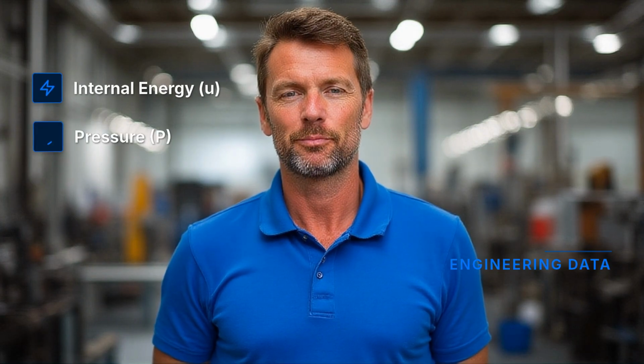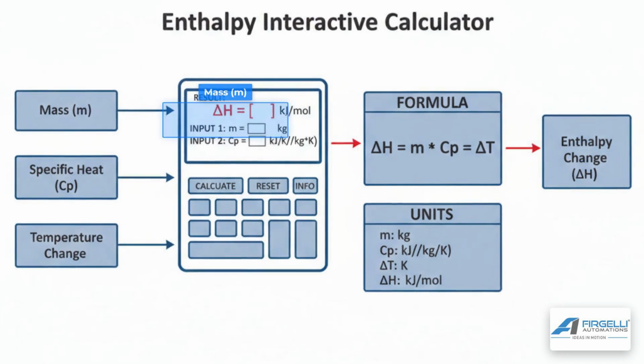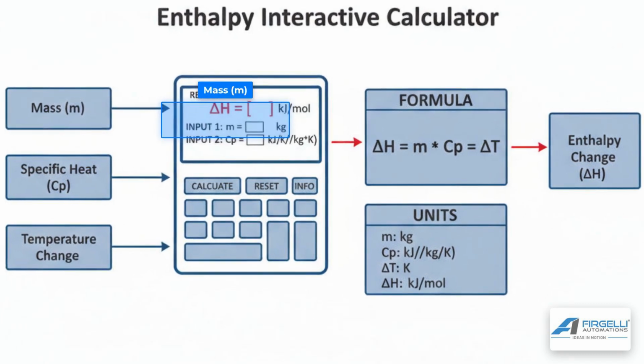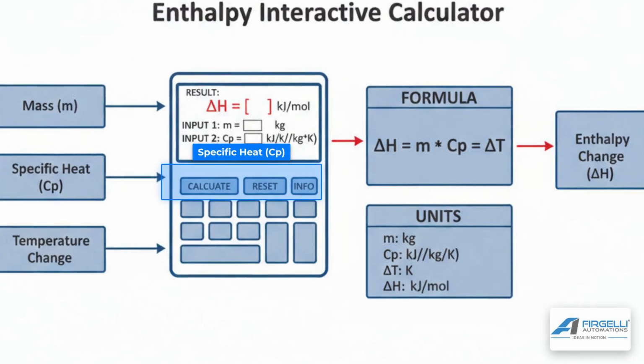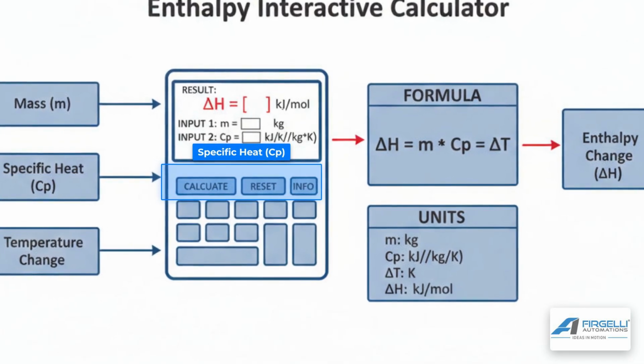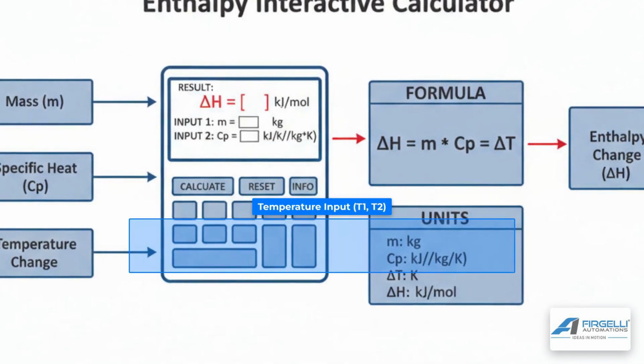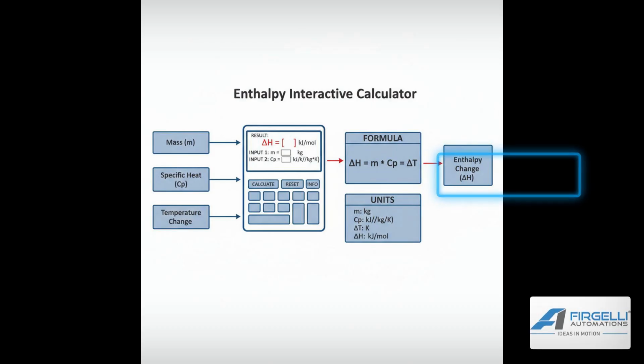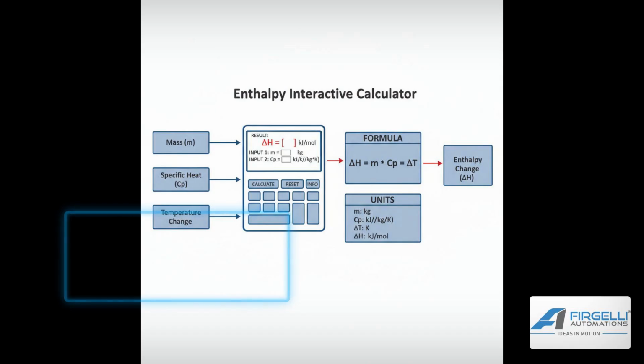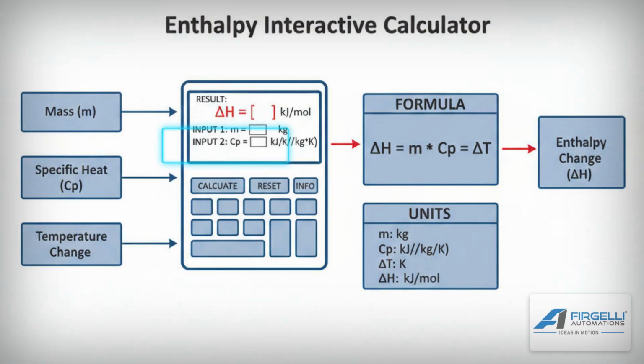The input fields include internal energy U, pressure P, and specific volume V. Additional fields appear for other calculation modes, including mass M, specific heat Cp, initial temperature T1, final temperature T2, latent heat L, enthalpy products, sigma H products, enthalpy reactants, sigma H reactants, temperature T, steam pressure, and steam temperature.